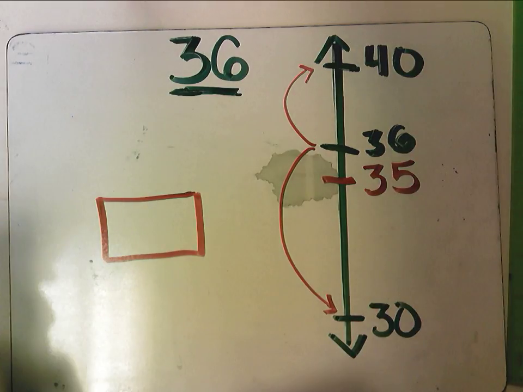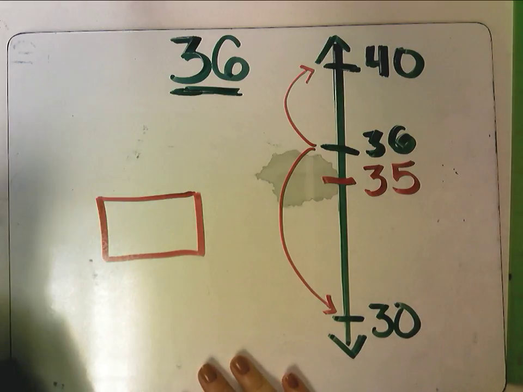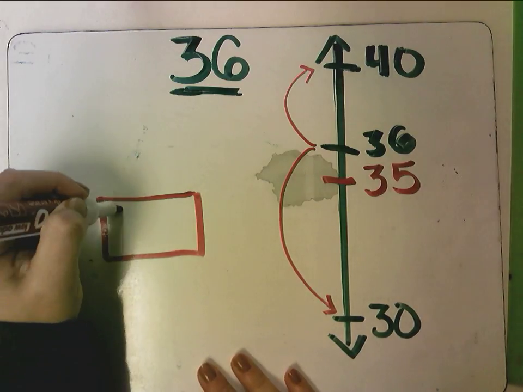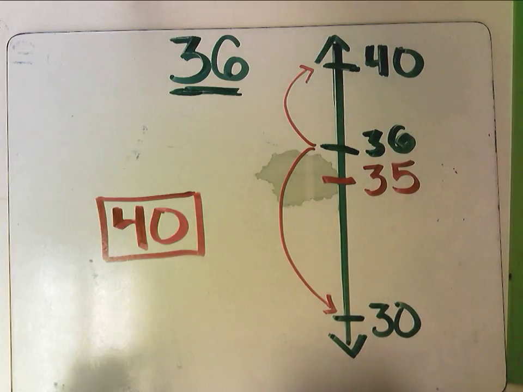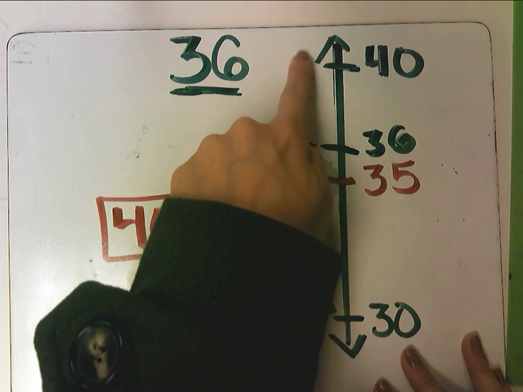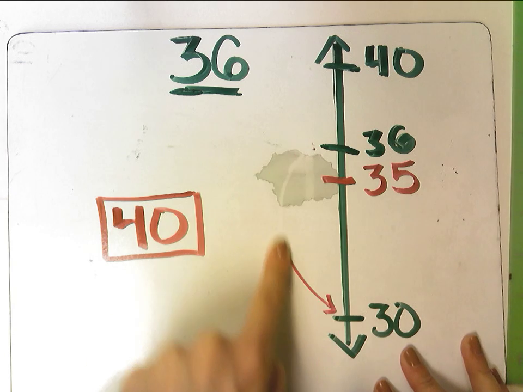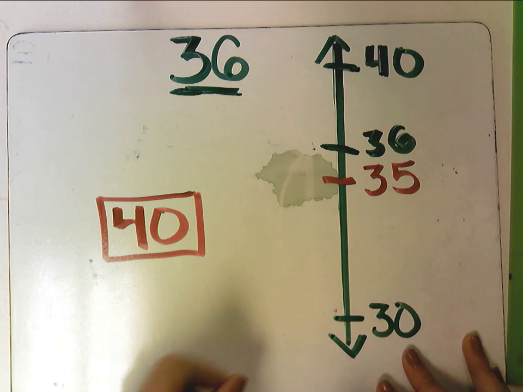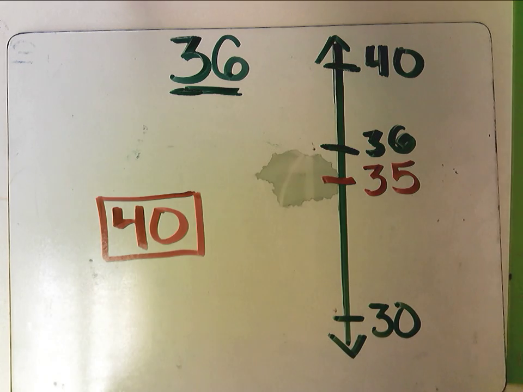If you wrote that 36 rounded to the nearest 10 is 40, you are correct. On our vertical number line, you can see that 36 is closer to 40 than it is to 30. So rounded to the nearest 10, 36 would be rounded to 40.